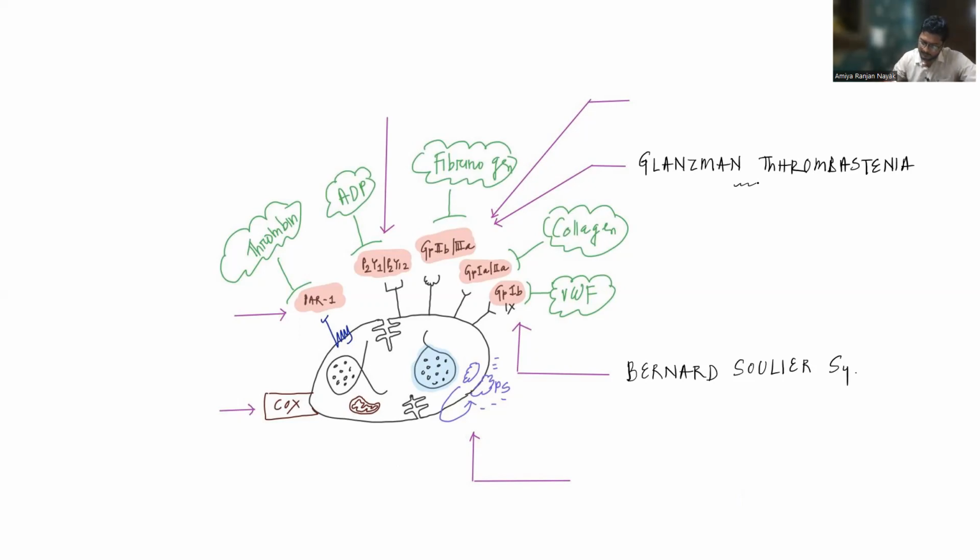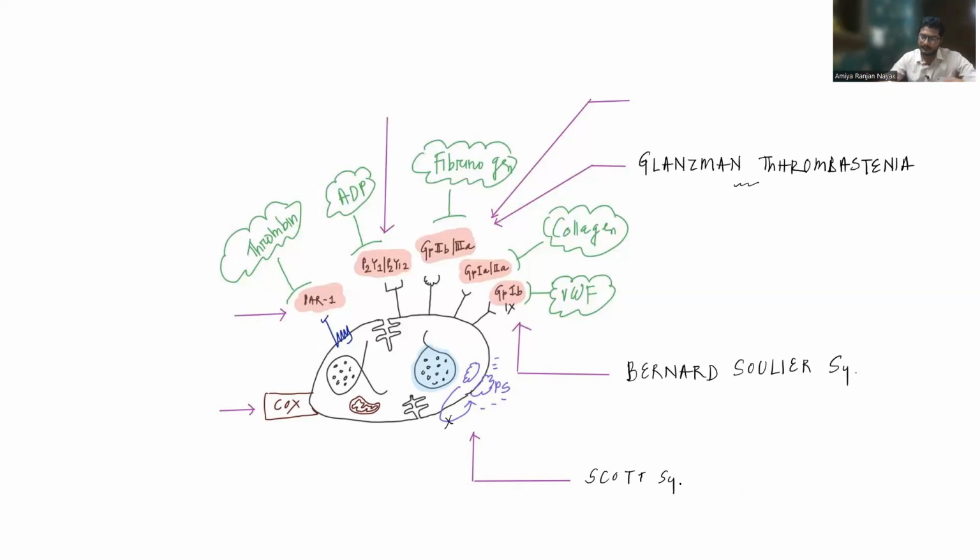Then if you see here, if the process of flipping of phosphatidylserine from the inner surface to the outer surface is affected, this happens in a condition known as Scott syndrome. In Scott syndrome, this flipping of phosphatidylserine from the inner surface to the outer surface is defective. So these are some of the disorders. Now we'll see some of the drugs which act on these various pathways and are used as antiplatelet drugs in various conditions.